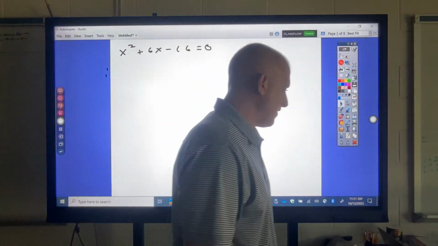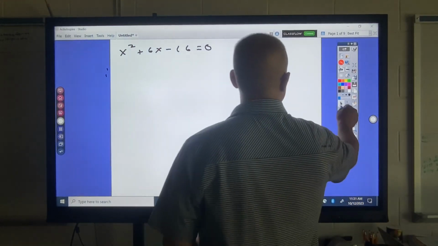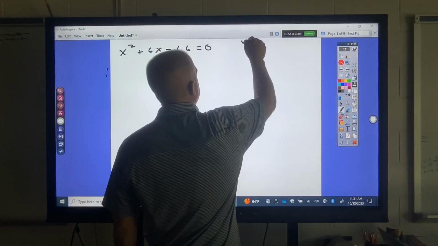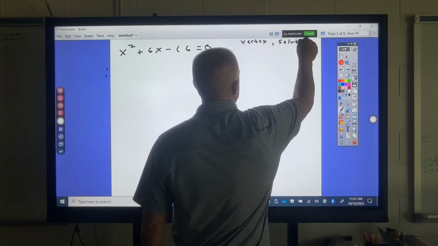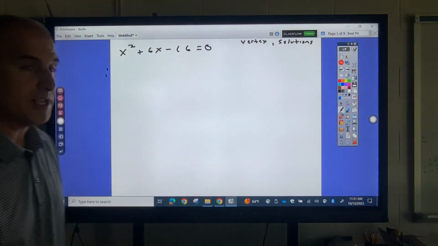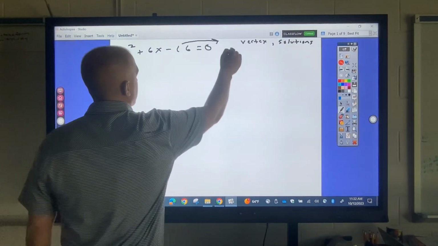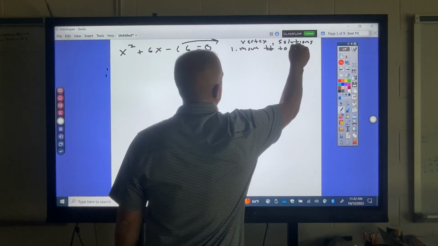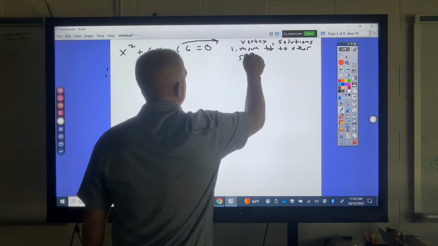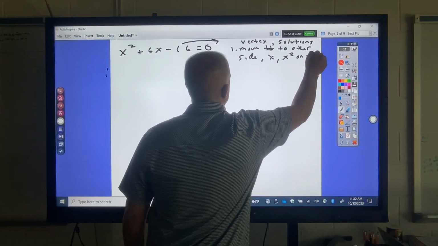Okay, this is going to be a video on completing the square. What we want to do is find the vertex and find the solutions for each. I'm going to walk you through how to complete the square first. What you want to do is move the number to the other side. You want x and x squared on the same side.